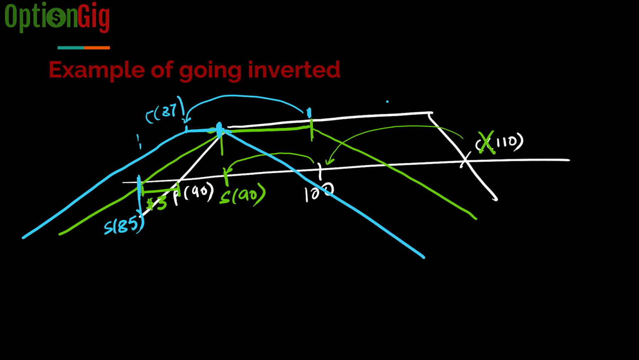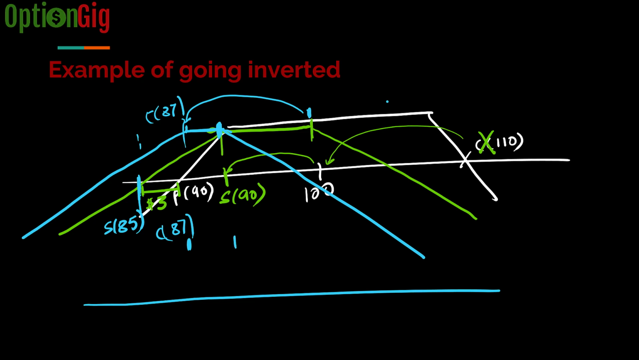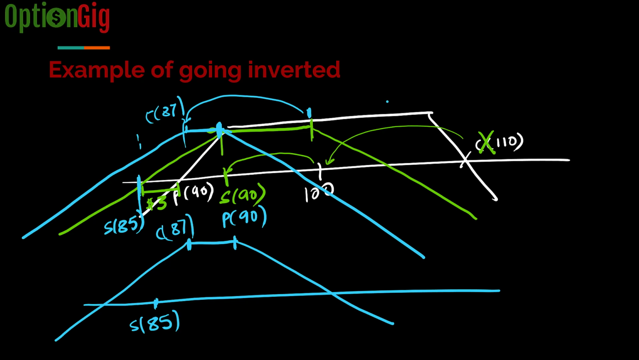Okay, now I will draw it again just to make sure that it is very clear. Call is here at 87. Your put is here at 90. Stock is here at 85. So this is how your trade will look.